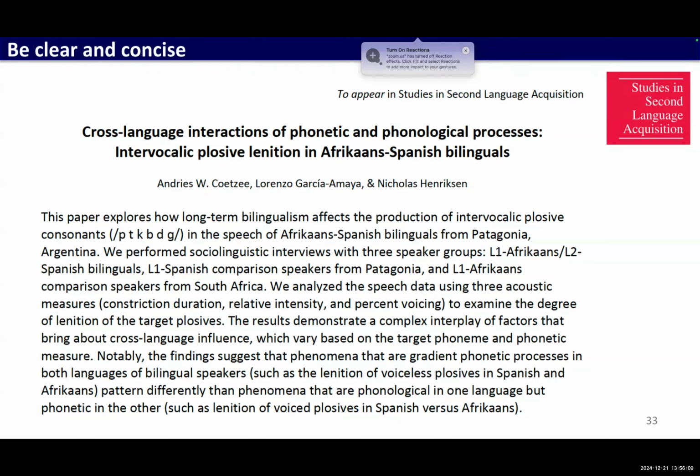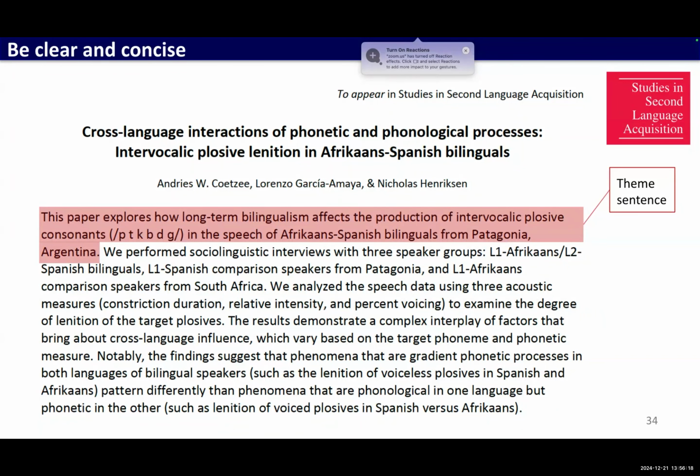The paper title is Cross-Language Interactions of Phonetic and Phonological Processes, Intervocalic Plosive Lenition in Afrikaans-Spanish Bilinguals. But let's look at the paper, right? We have the abstract, we have this very first introductory sentence, which is kind of a theme sentence telling the reader, this is the broad topic that this paper is going to be about. This paper explores how long-term bilingualism affects the production of intervocalic plosive consonants in the speech of Afrikaans-Spanish bilinguals from Patagonia, Argentina. So the reader doesn't know what we found, but the reader knows this paper is about intervocalic plosives in bilingual speakers of Afrikaans and Spanish. You know what it's about.